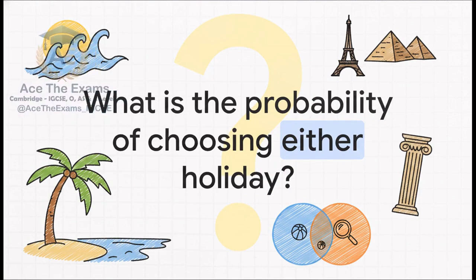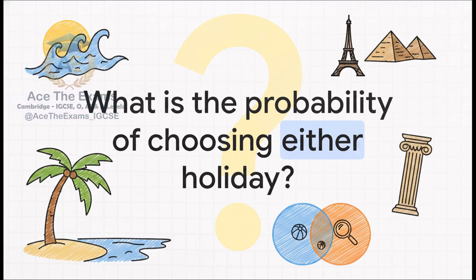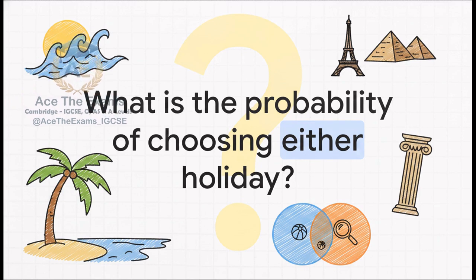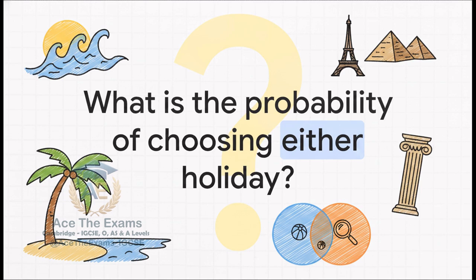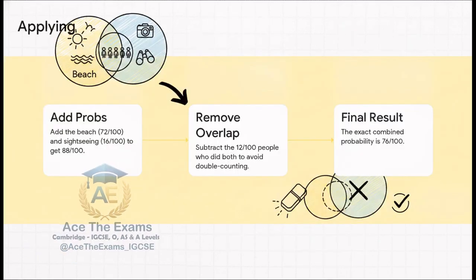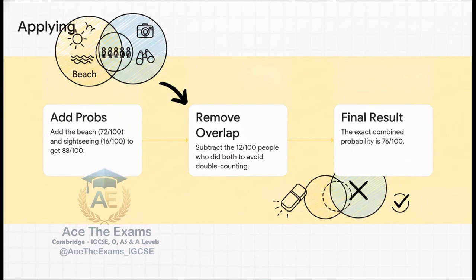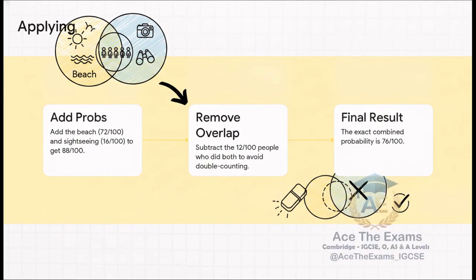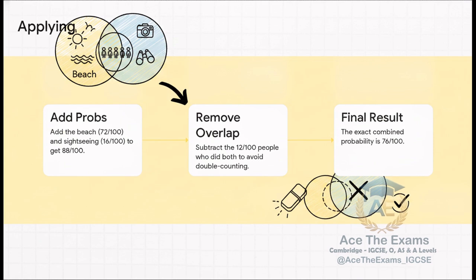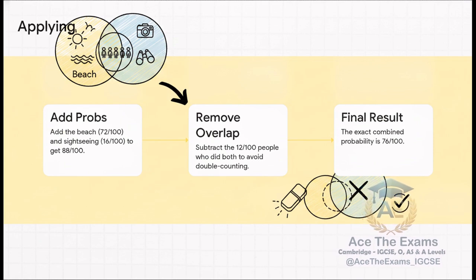Look at this survey of 100 people. 72 people have had a beach holiday, 16 have had a sightseeing holiday, and 12 lucky people actually did both. So what is the exact probability of choosing someone at random who did either a beach holiday or a sightseeing holiday? Let's walk through the solution together. Step 1. We add the total probability of beach and sightseeing. 72 out of 100 plus 16 out of 100 gives us 88 out of 100.